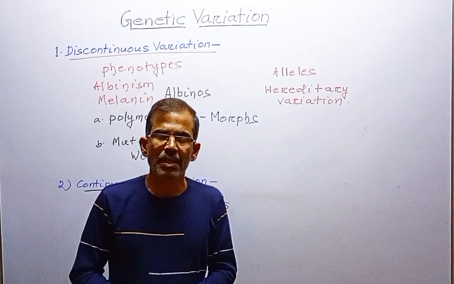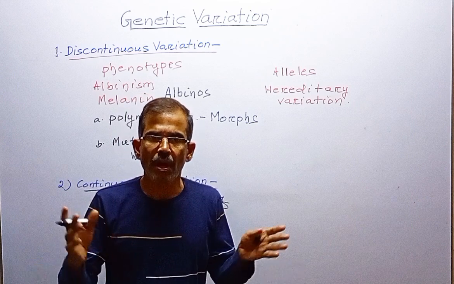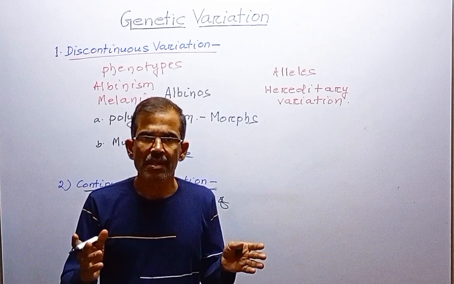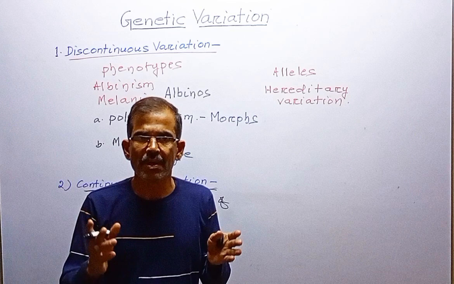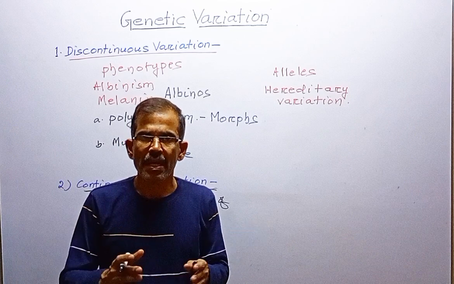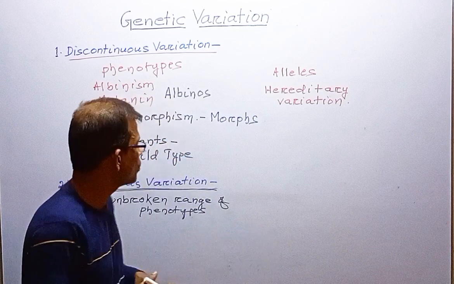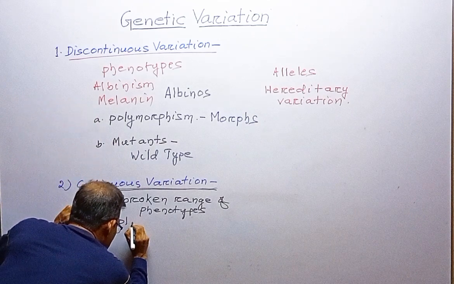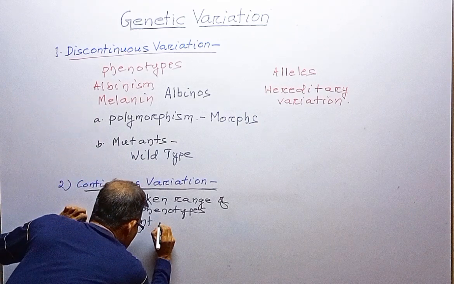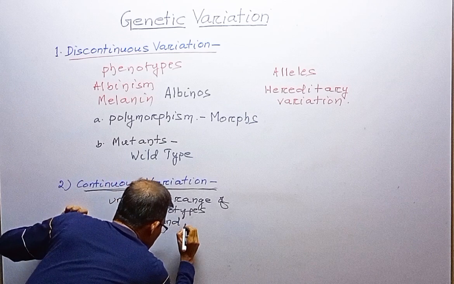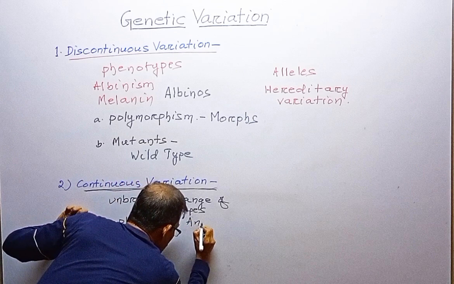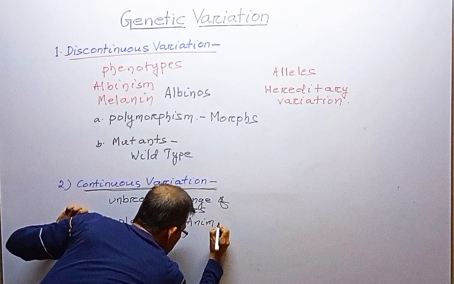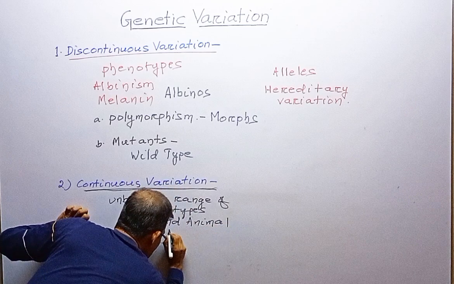Continuous variation is encountered more commonly than discontinuous variation in everyday life. One area of genetics in which continuous variation is important is plant and animal breeding. So friends, this is all about types of genetic variation.